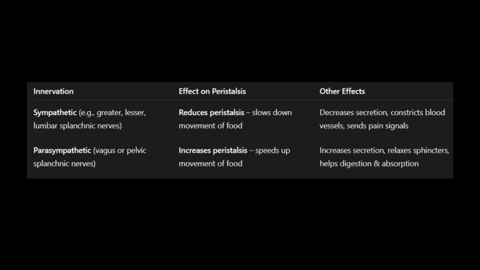So when we come to parasympathetic and sympathetic, what are the effects on peristalsis itself? So when we're talking about sympathetic, during peristalsis it slows down the movement of food, it decreases our secretion, it constricts our blood vessels and sends pain signals. But on the parasympathetic, it increases peristalsis, meaning it increases the movement of food, increases our secretion, relaxes the sphincters, and helps with more digestion and absorption of nutrients as well.